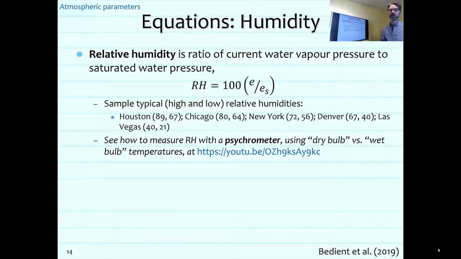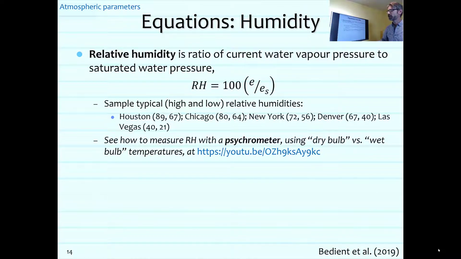As we get into the mountains or more arid regions, the values go down. Denver is about 67% and down to 40%, and Las Vegas, as you would expect, has quite dry air, low relative humidity, so its high is about 40 and its low is as low as 21. You would feel that in your skin. It would actually begin to really dry out your skin.